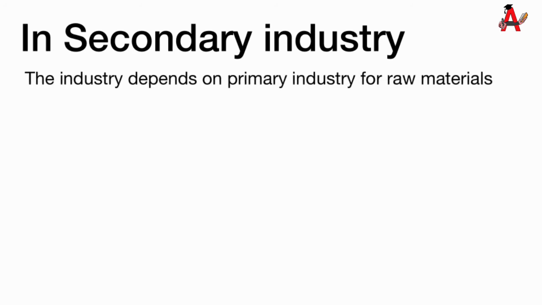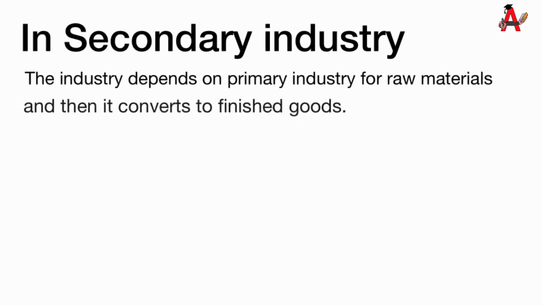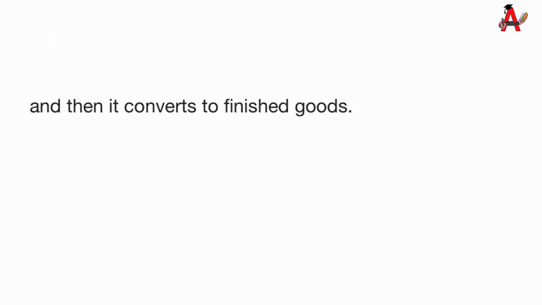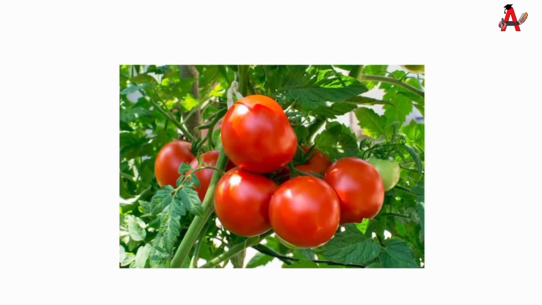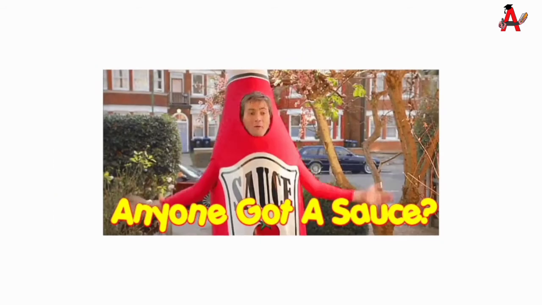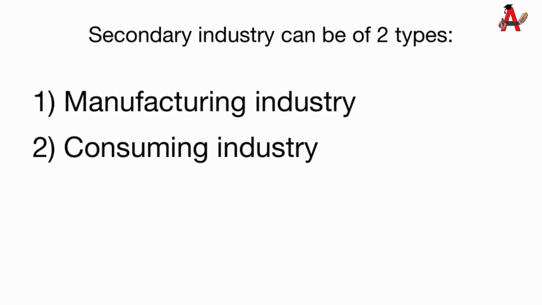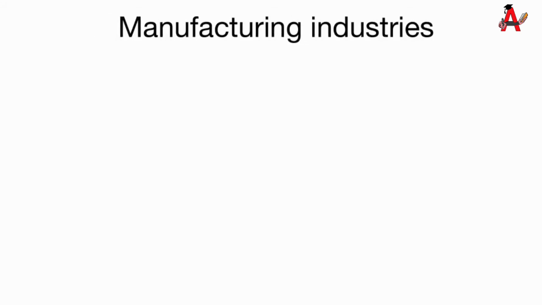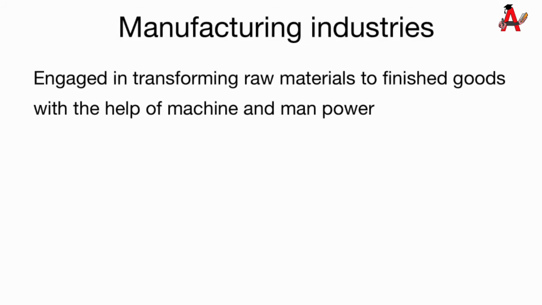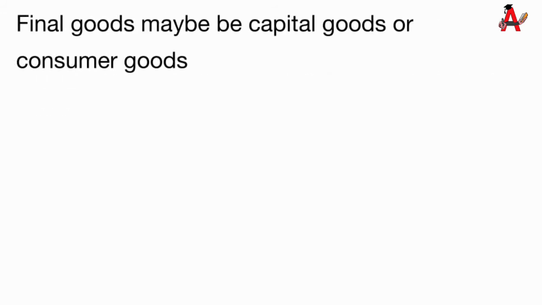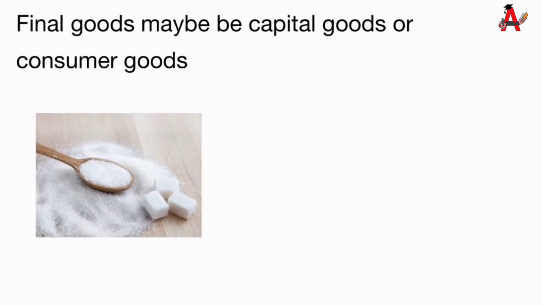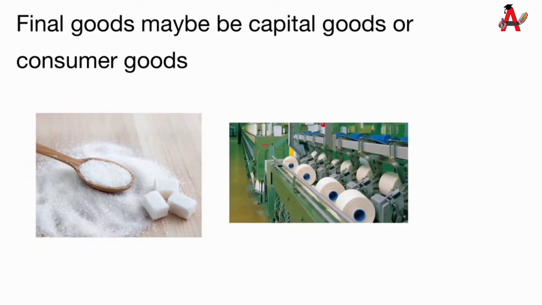Whereas the secondary industry depends on primary industry for its raw material needs, and then it converts it into a finished product. For example, tomatoes are provided by primary industry and are used in the secondary industry to make sauce and ketchup. Secondary industry could be further of two types: manufacturing industry or construction industry. Manufacturing industries are engaged in transforming raw material into finished product with the help of machines and manpower. Final goods may be capital goods or consumer goods. Example, sugar, textiles, paper industry are all manufacturing industries.